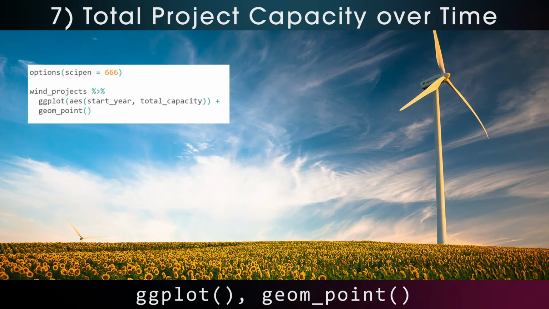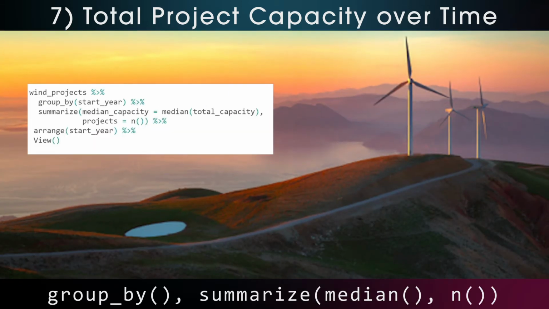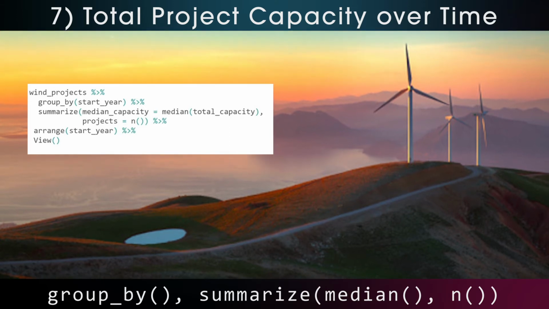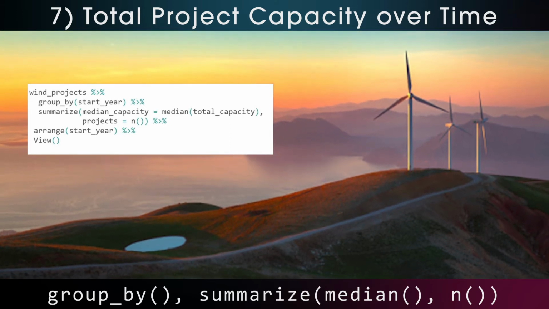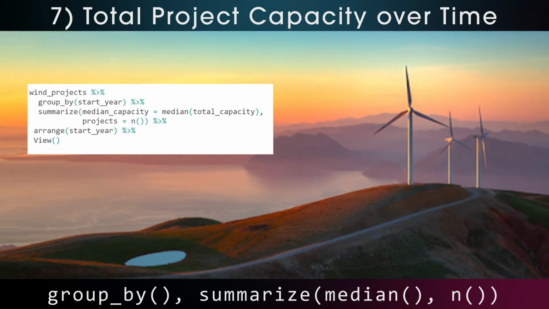Now we can plot different total capacities of various projects over time. This gives us many points that often overlap, so it is advised to build an average that is easier to follow over time. When we group by start year and save the median capacity from all the total project capacities of this year and keep the number of projects this median is based on, we get the following result.